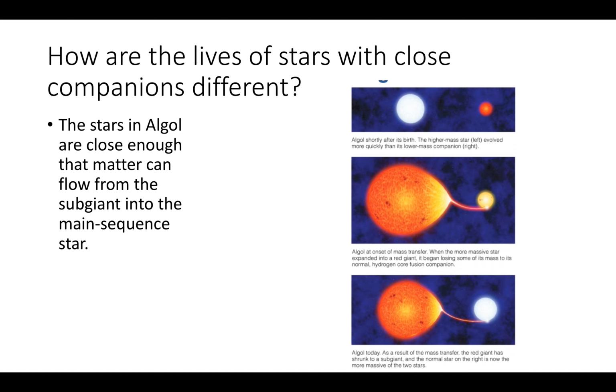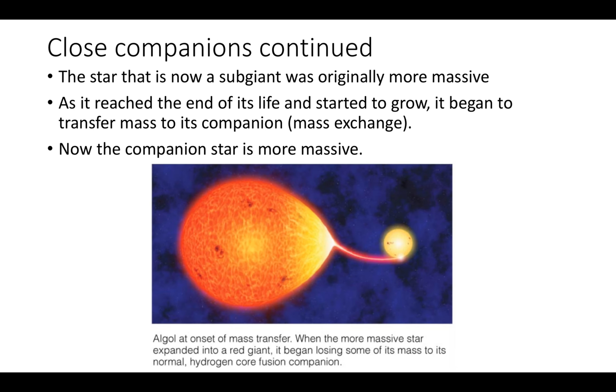Remember, most stars in the universe are in binary systems, and sometimes they can transfer matter, or flow, from one subgiant into a main sequence star. So a star that is now a subgiant, that was originally more massive, can share or transfer its mass into a companion star. We call this a mass exchange, and now the companion star is more massive and it can become a different type of star.